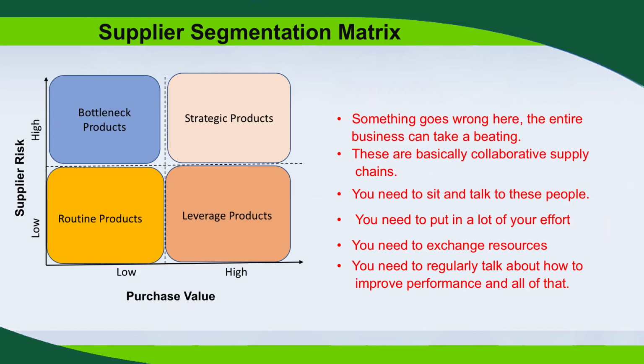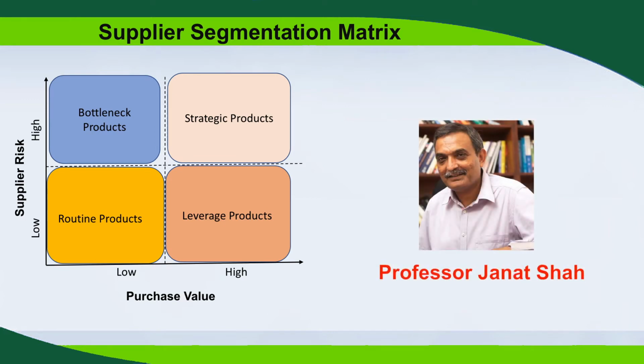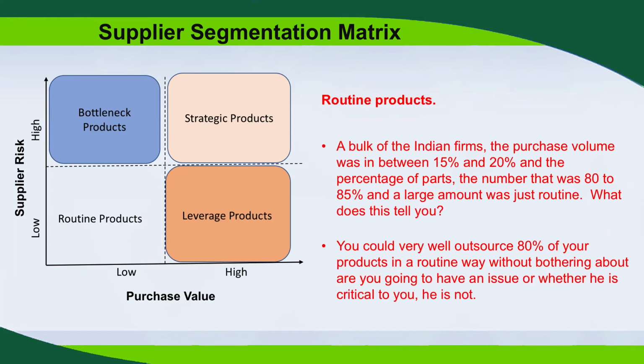This grid was analyzed by a good friend, Professor Janat Shah. He discovered the following. Consider quadrant 1, the routine products. Now, in a bulk of the Indian firms, the purchase volume was between 15 and 20%, and the percentage of parts, the number that is, was 80 to 85%. And a large amount of just routine. What does this tell you? You could very well outsource 80% of your products in a routine way without bothering about whether you're going to have an issue or whether he is critical to you.